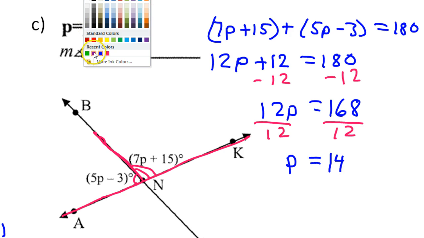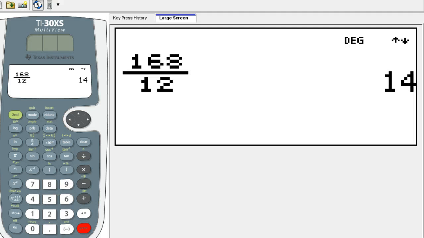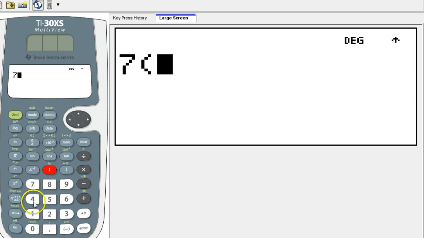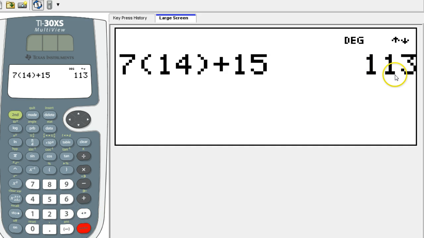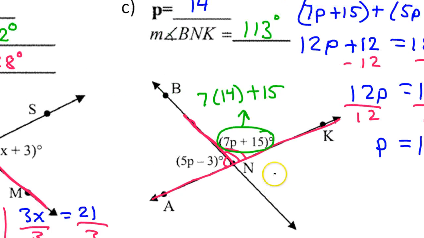Now we're supposed to find the measure of angle BNK. Angle BNK, B to the N to the K, is this angle in here. So now that we know that P is 14, this becomes 7 times 14 plus 15. So that's 113 degrees. I think that's the end of that problem.